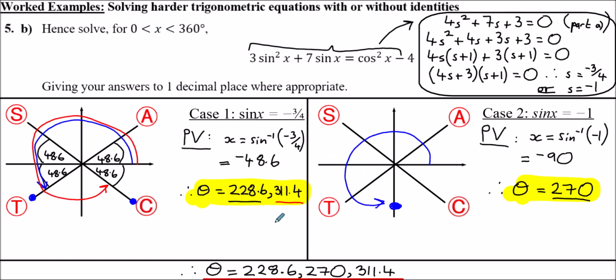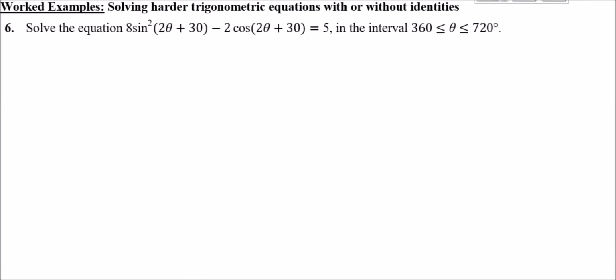So now, to finish off, we're going to have a look at question 6, which I've made deliberately to be absolutely fiendish. So brace yourself for question 6. Here it comes now. This final worked example, question 6, like I've said earlier, I created it myself, and it's made to be as hard as possible whilst not technically going beyond the scope of what's been taught so far, but it's putting it all together now. So what we need to do here is solve the equation 8 sine squared of 2 theta plus 30 minus 2 lots of cos of 2 theta plus 30 equals 5. And again, I've made this interval slightly harder. Rather than it being from 0 to 360, I've made it from 360 to 720.